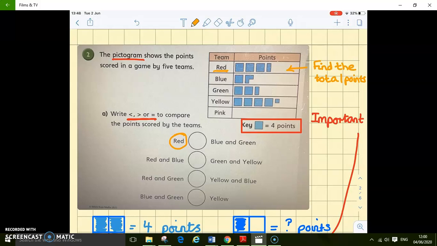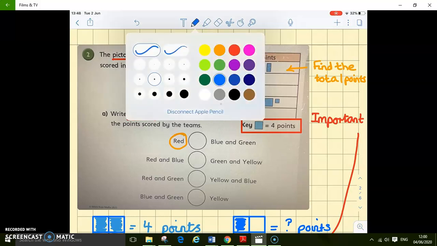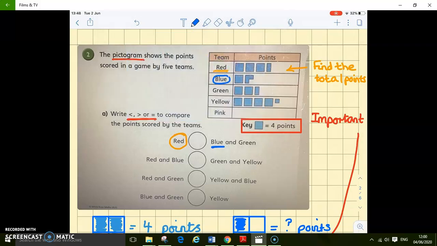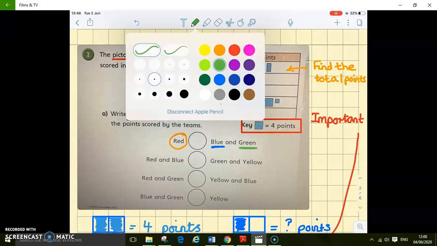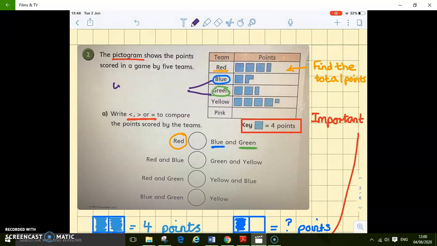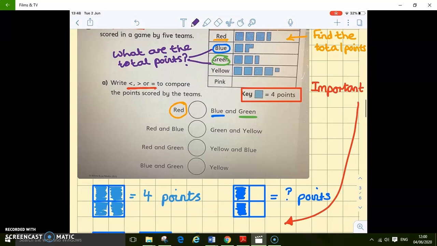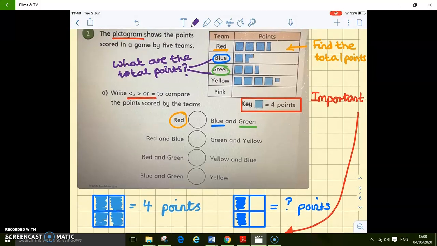Well, I know from the key that a whole square is 4 points. And I'm going to have to compare that to the blue, but not just the blue, it's the blue and the green together. So I'm going to have to do something to those two values to find the total here of the blue team and the green team together before I can compare it with the red team. So I'm going to have to add them to find the total. Using those symbols, that's going to go in the middle there.